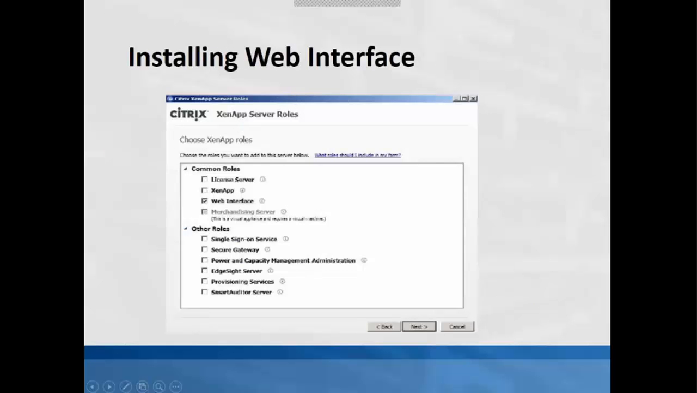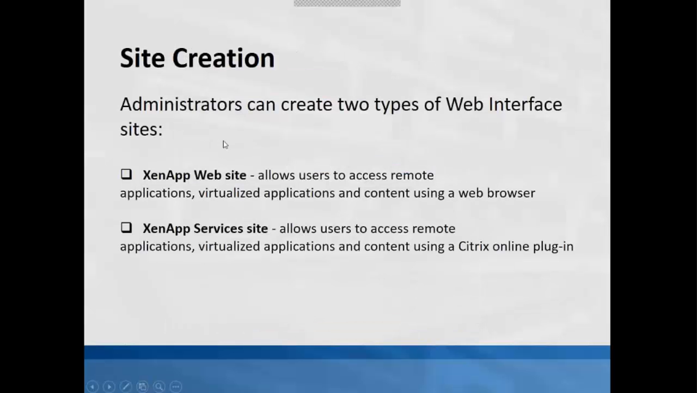So installing web interface, we already did that. We installed it on the first XenApp server along with the web interface, right? And so there's a site creation that we will be doing now. We have to start creating a site. And actually, we're going to go for the default one. But later, when we start doing more complicated stuff, then we're going to go for some custom sites as well.